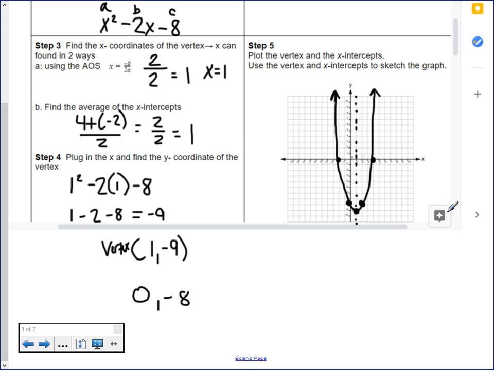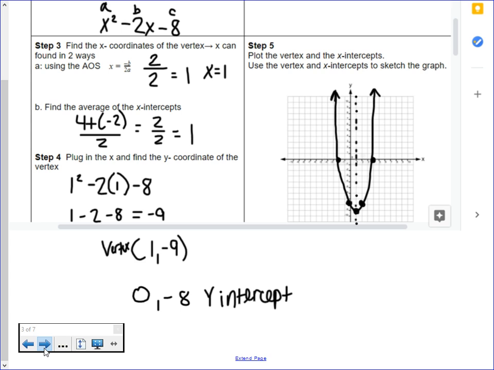I'm trying my best on mine because it's so small, I can barely see it. So (0, -8) is the y-intercept. And then you can graph the reflection of that as well. So you always have that option to graph too.